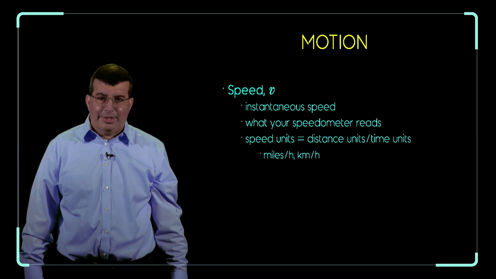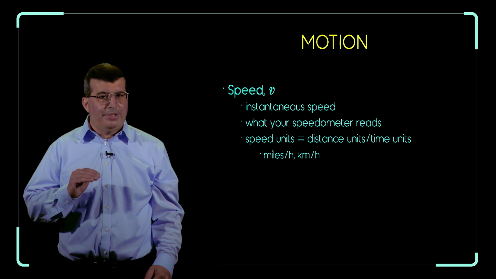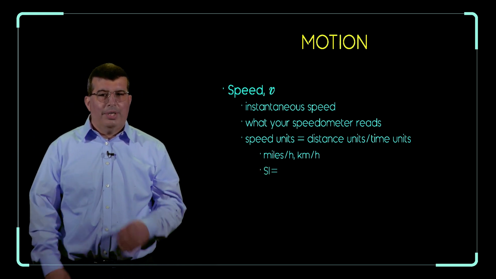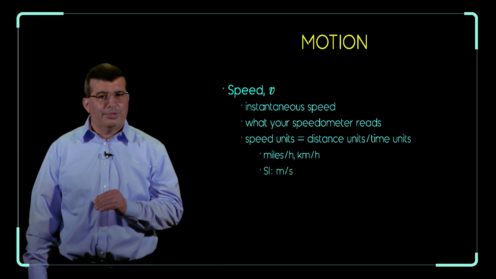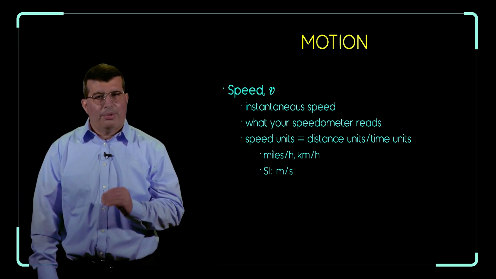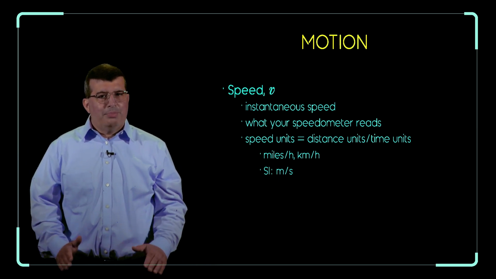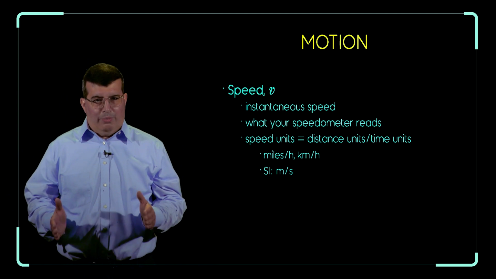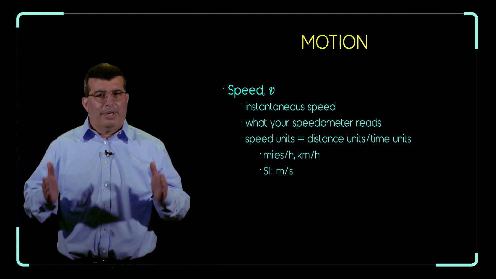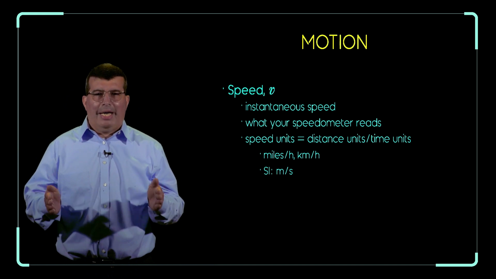Now in the SI system, the basic unit of speed would be the basic unit of distance, which is the meter, divided by the basic unit of time, which is the second. So the SI unit of speed is a meter of distance per second of time. Now your instantaneous speed changes over time. So if we're talking about a period of time, then we will talk about your average speed.